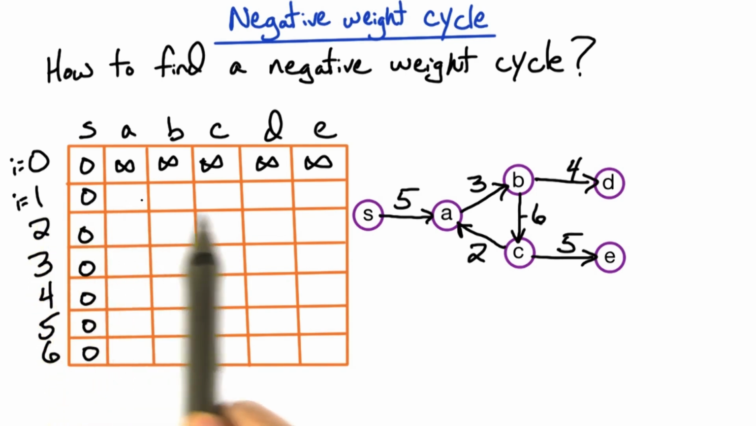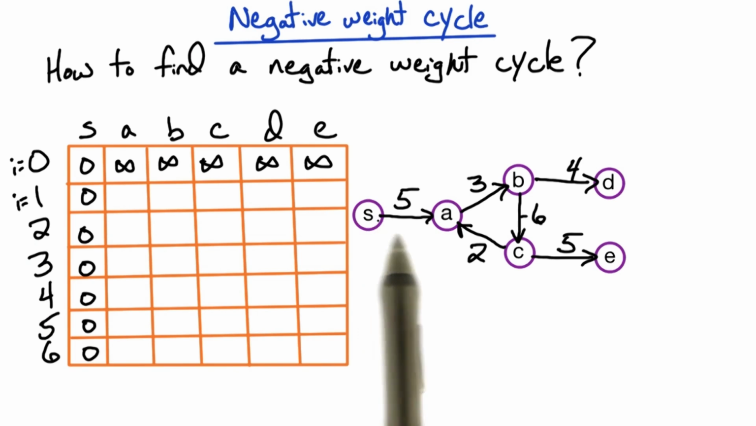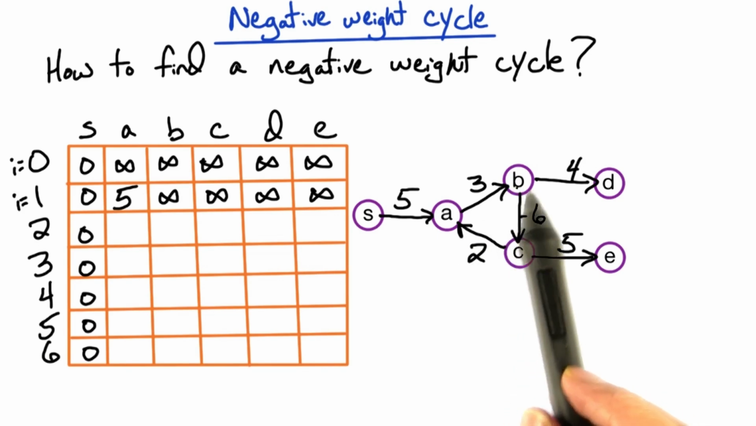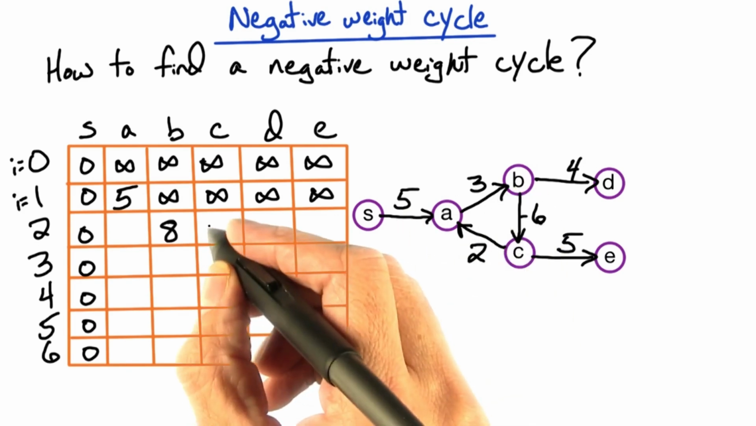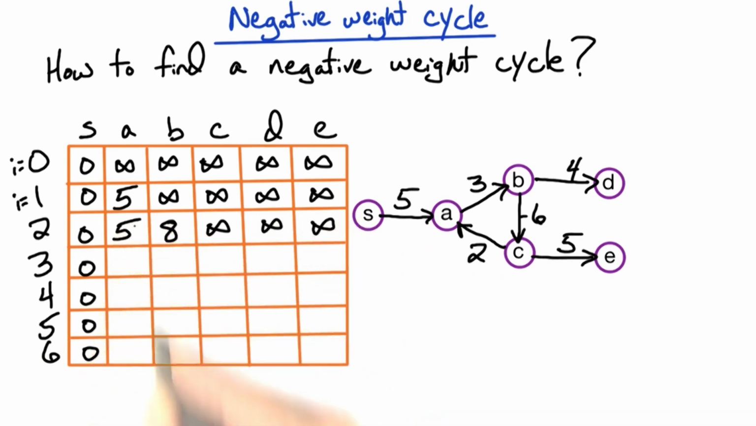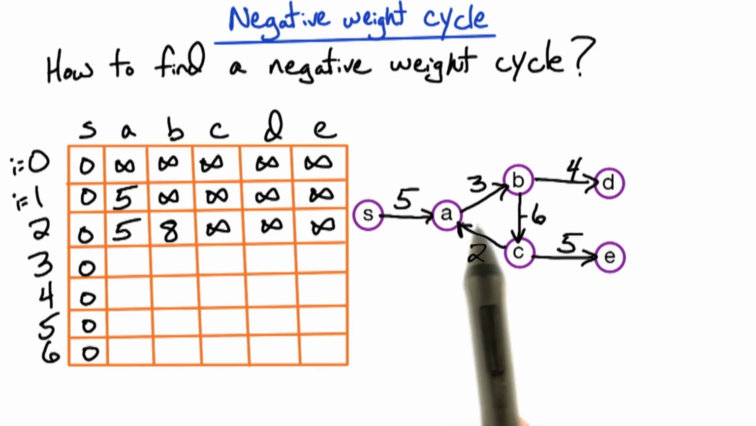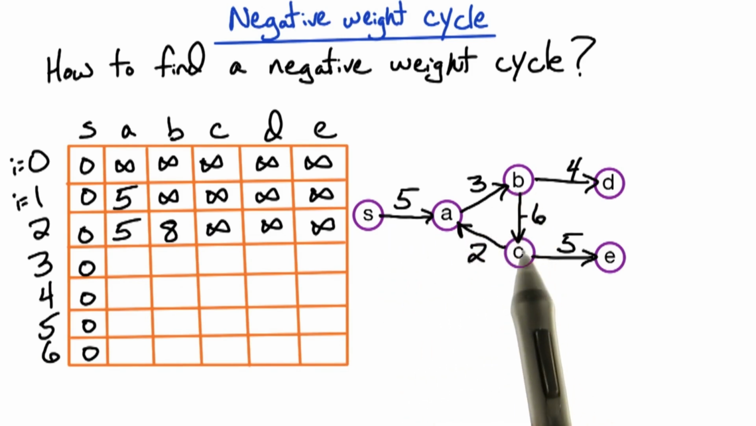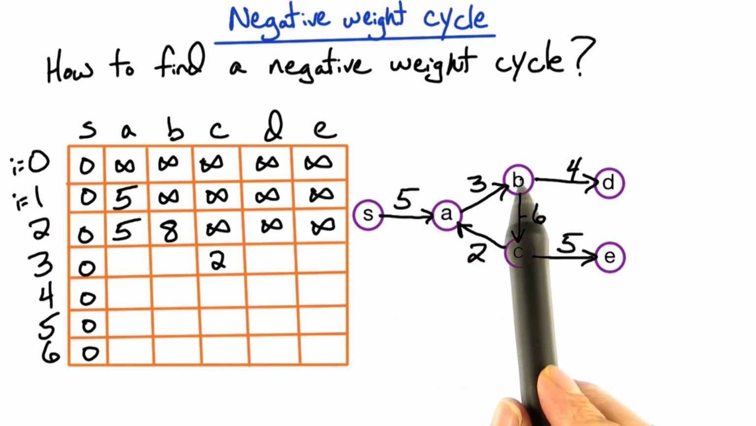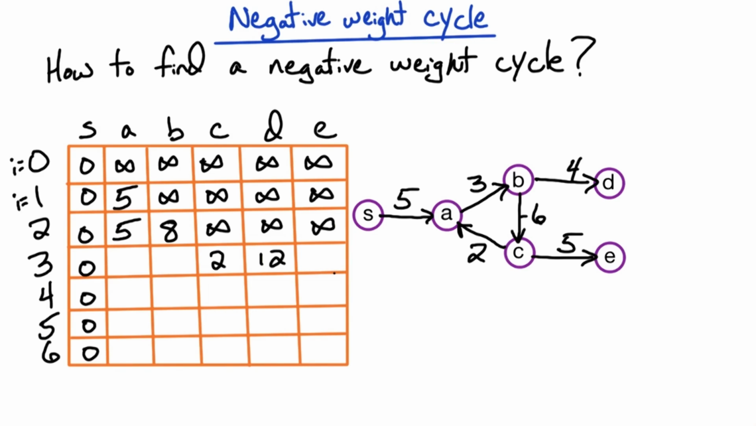Now let's look at the row i equals 1. There's a path using one edge from S to A. That's of length 5. All of the other vertices are inaccessible by at most one edge, so their length stays infinite. Now for i equals 2, we update the length to B to be 8. The other vertices stay infinite, and A stays 5. For i equals 3, we can update the path length to C, which is going to be of length 2, using the path from B, minus 6. In addition, we can update the path length to D. The path to B is A plus 4, 12. And the other vertices are going to stay the same.